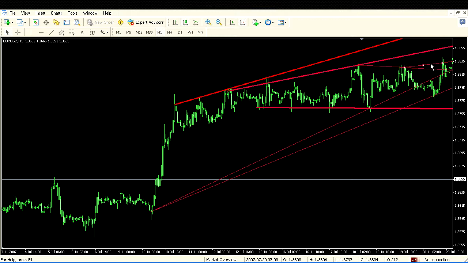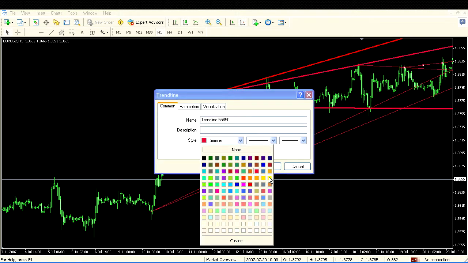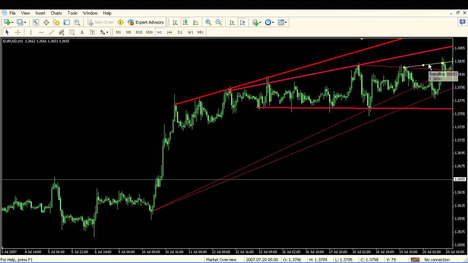Another ascending line. 1 rebound, another, 2 rebounds. We can't say it's a bad line, rather it's not a good one yet, so we'll color it yellow and leave it thin. It will be for information. In future, if a price comes close to it and rebounds, the line will become strong and we'll be able to use it.